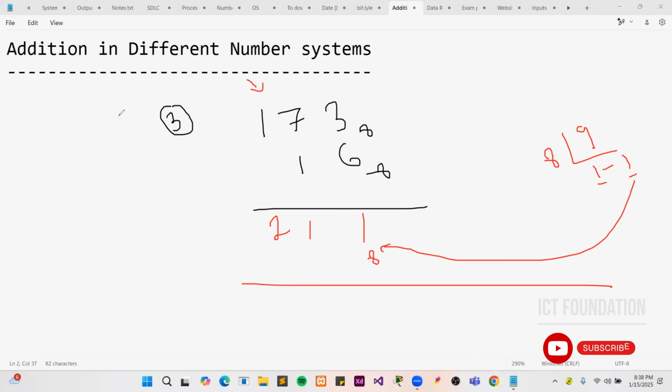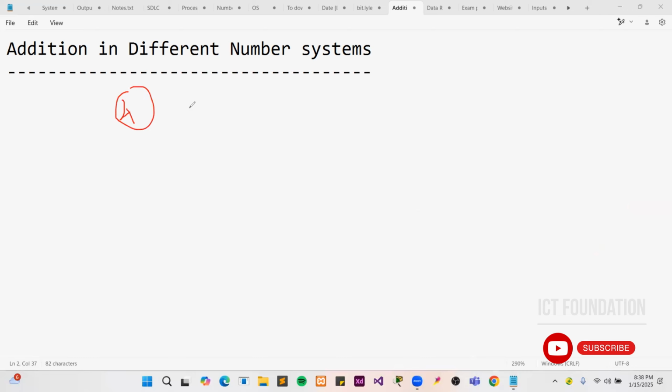Again, we'll do another example with the octal number system. 1, 1, 3, and 7, 6. Both numbers are in base 8. 6 plus 3 is 9. Again, we are getting 9, then you have to divide by 8. One time it will be totally divided, then the remainder will be 1. Then the remainder 1 will be written.